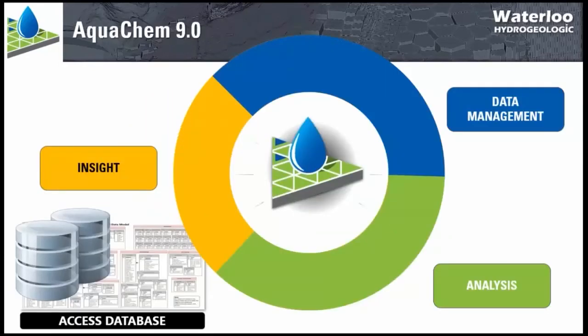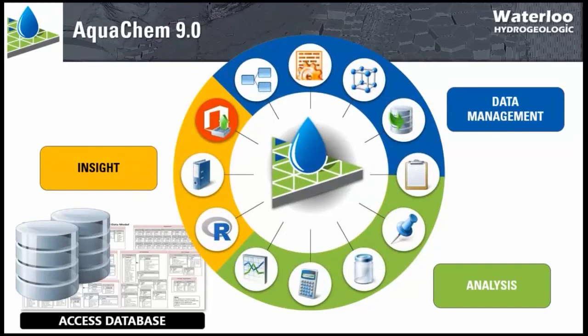The way AquaChem 9 is structured is a central access database similar to the original versions of AquaChem. We've made it into a series of modules, and there's 3 different kinds of modules that interact with the data. There's the data management aspect, some analysis aspects, and modules that provide you with insight.